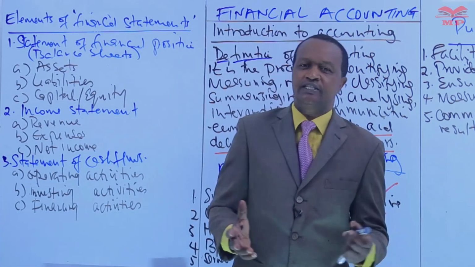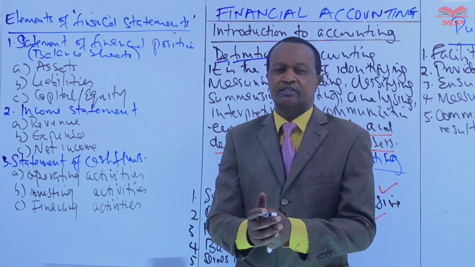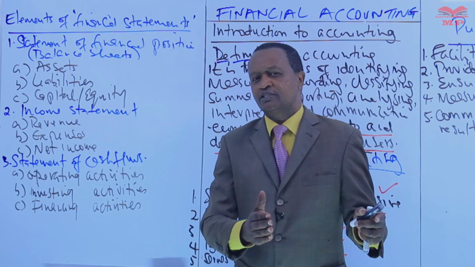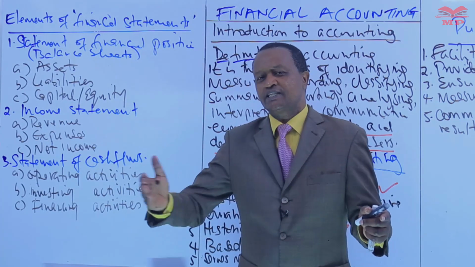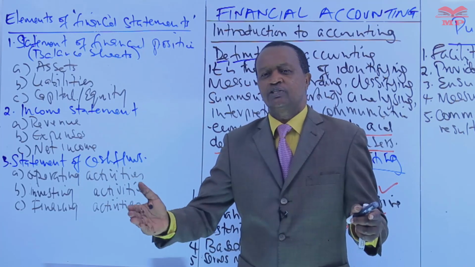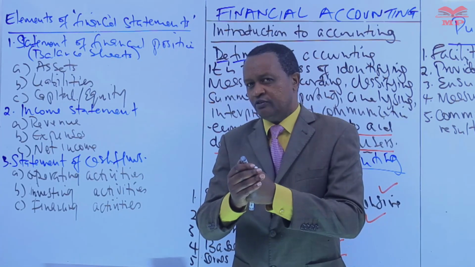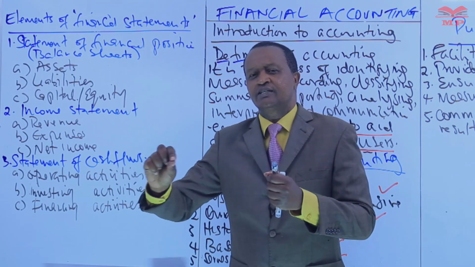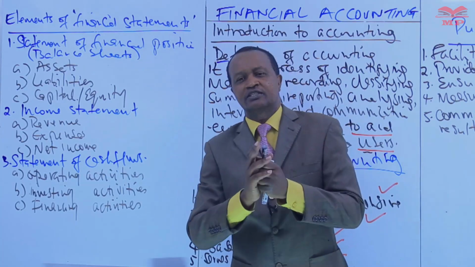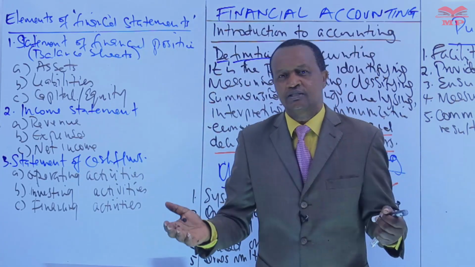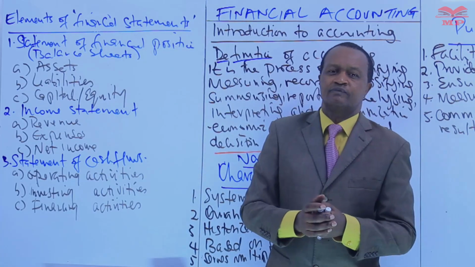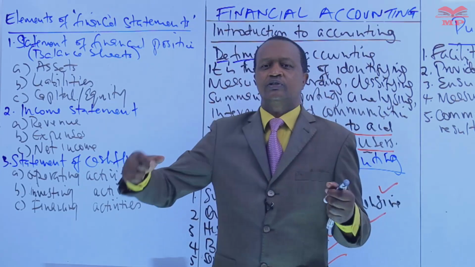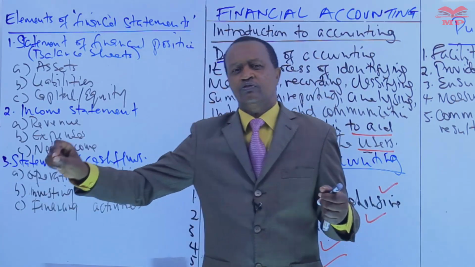Operating activities. What are these operating activities? Cash flows from operating activities are cash flows related to the core business operations of the company, from the word operating, such as sales, purchases, payments to employees, and so on. Those are cash flows related to the core business of the company.